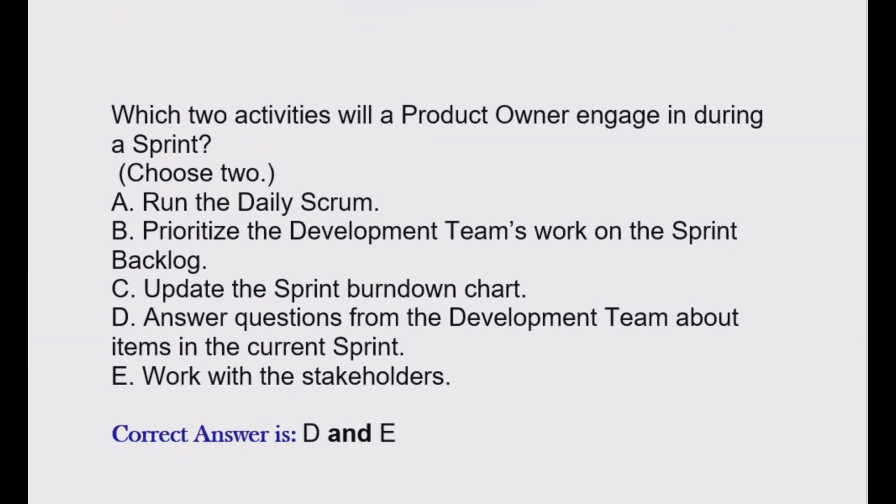Question is, which two activities will a product owner engage in during a sprint? Choose two options. Option A, run the daily Scrum. Option B, prioritize the development team's work on the sprint backlog. Option C, update the sprint burn down chart. Option D, answer questions from the development team about items in the current sprint. Option E, work with the stakeholders. Correct answer is option D and option E.